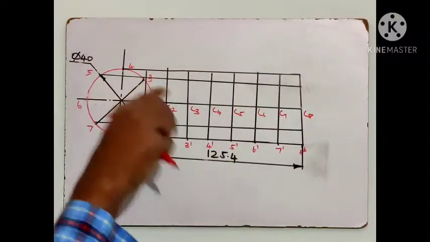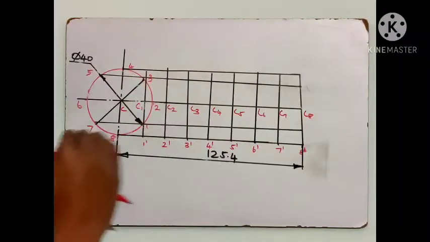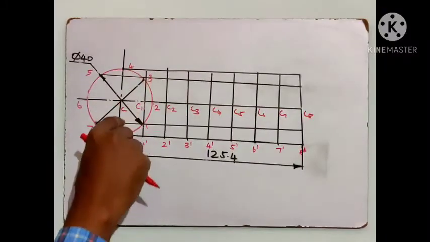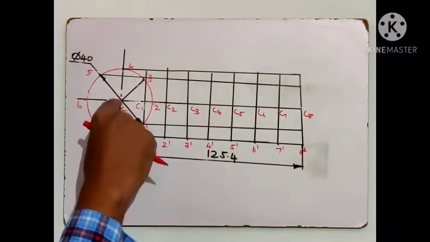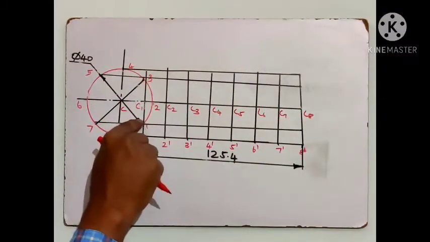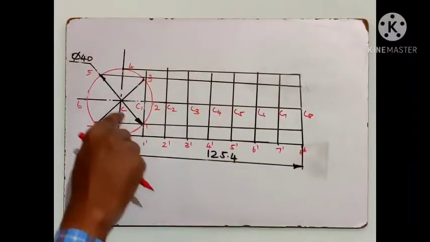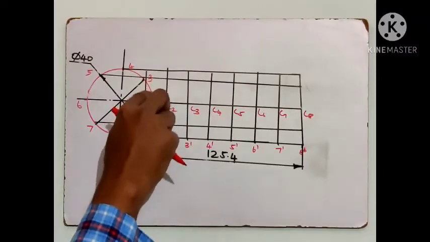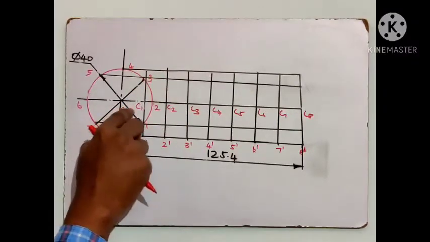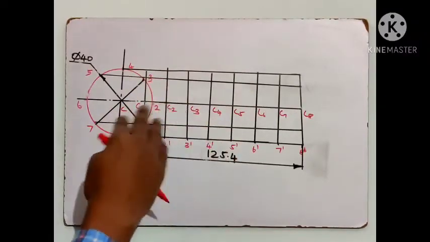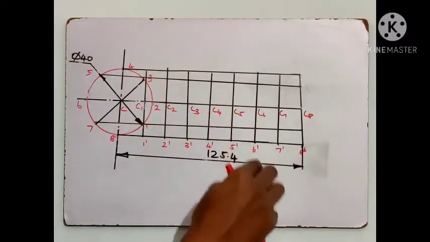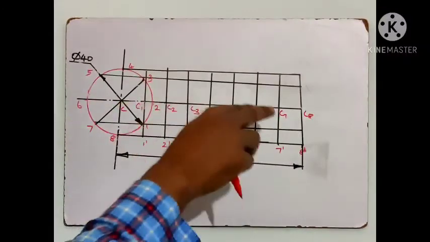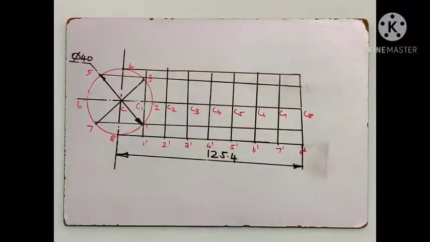Because what happens, during the rotation the center will keep on moving, but the horizontal line of the center will not change, because this distance is constant. So when this 1 collides with 1 dash, the center will move from C to C1, and when the 2 collides with 2 dash, C will move to C2. Likewise the center will keep on moving, and when it reaches 8 dash, the center will be at C8. Okay, so that is why we are mentioning the center.